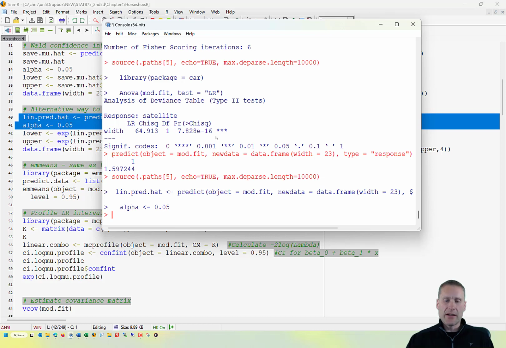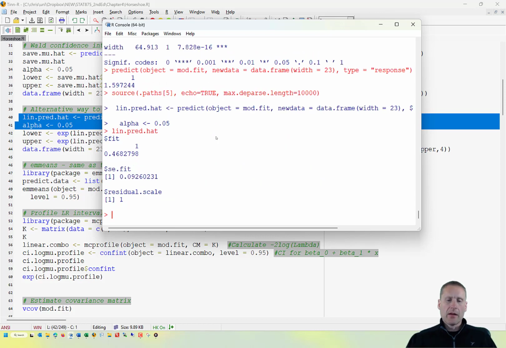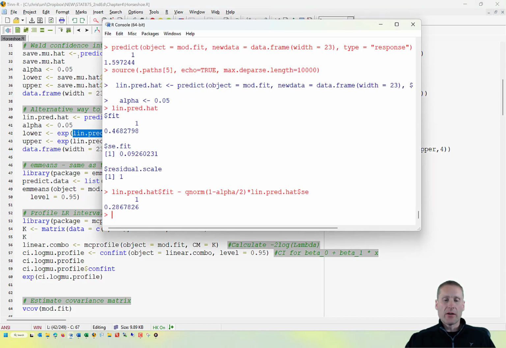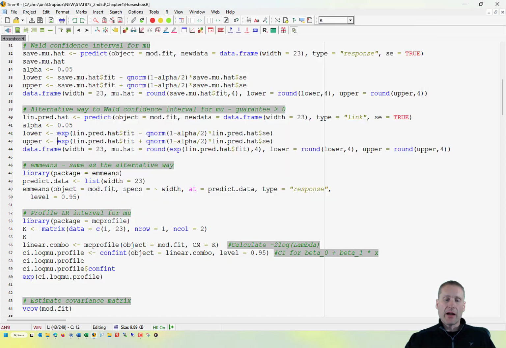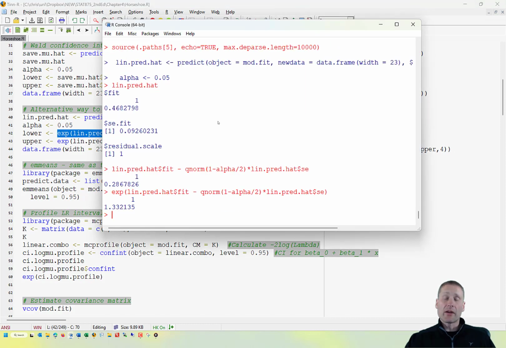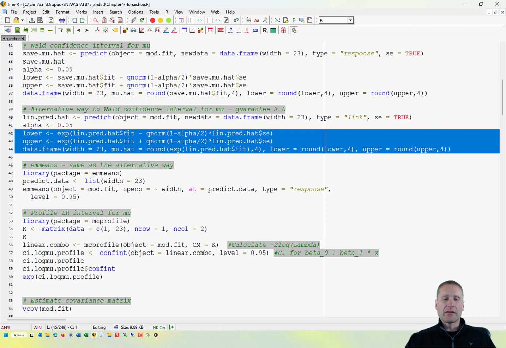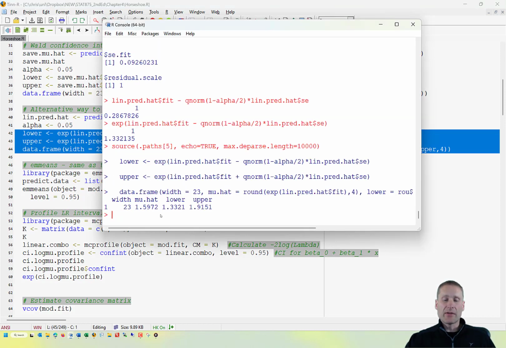I'm going to put the results into lin.pred.hat. And so here is the estimate of the log of mu, in other words, beta hat 0 plus beta hat 1 times 23. Here's the square root of the estimated variance of log of mu hat. With that, I can now find the interval for mu itself. So I apply the exponential function to what would be the lower limit. Let me actually just do that. There's the lower limit for my confidence interval for log of mu. I apply the exponential function to that. So now here's my lower limit for the confidence interval for mu. I put that in an object called lower. I do a very similar thing for my upper limit, and then I nicely summarize everything in a data frame. Here's my 95% confidence interval, 1.33 to 1.92 when width is 23.